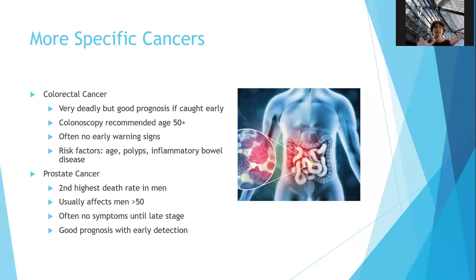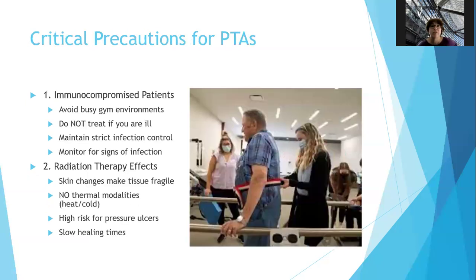Prostate cancer has the second highest death rate in men. Lung cancer's top. It usually affects men older than 50. There are often no symptoms until the late stage, but there's a good prognosis with early detection, and there are early detection tests they can do. So the moral of the story on that one is get regular medical checkups.